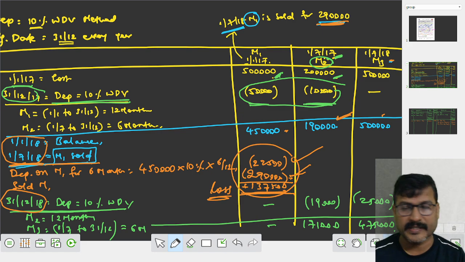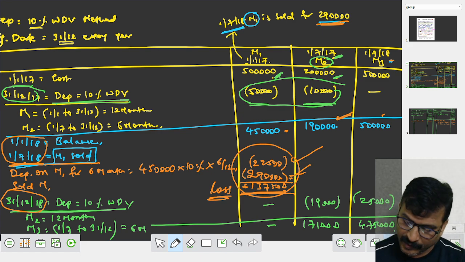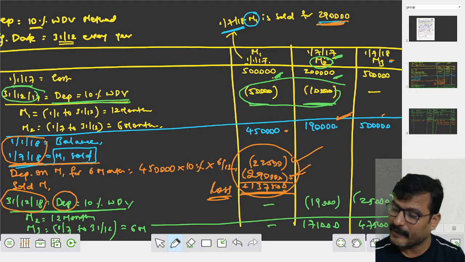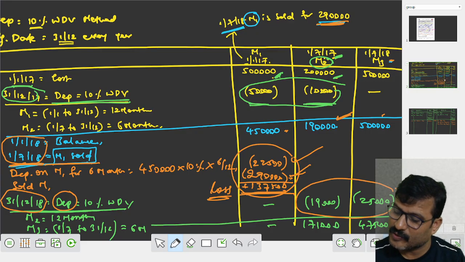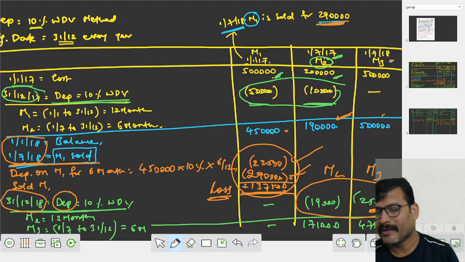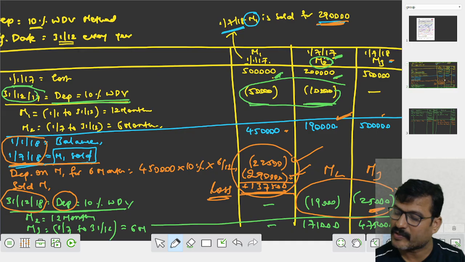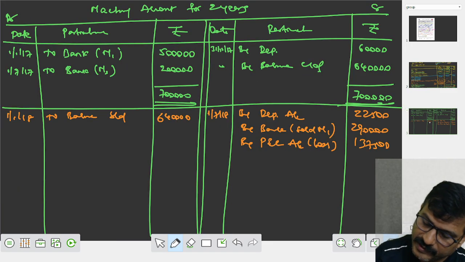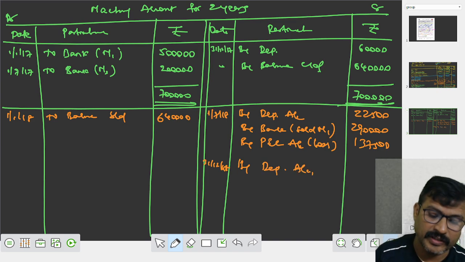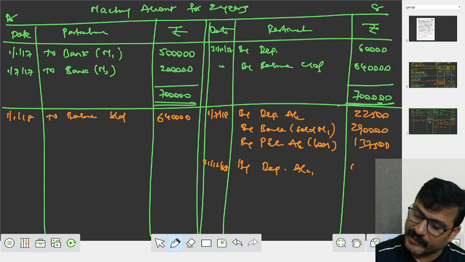At the end of 31st December 18, means at the end of the normal year, you have calculated depreciation. Depreciation is how much? One is 19,000 on M2 and 25,000 on M3. M3 for how many months? Only for 6 months, as it is purchased on July 18. So total depreciation comes to rupees 44,000. On what date? 31st December 18, by depreciation account. Work out the total depreciation of M2 and M3, 44,000.